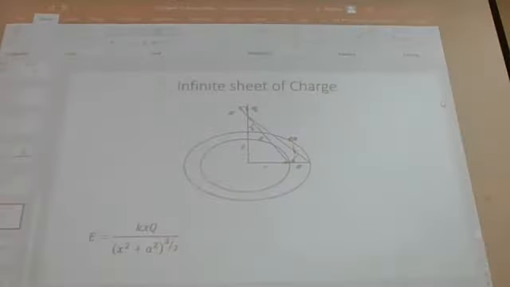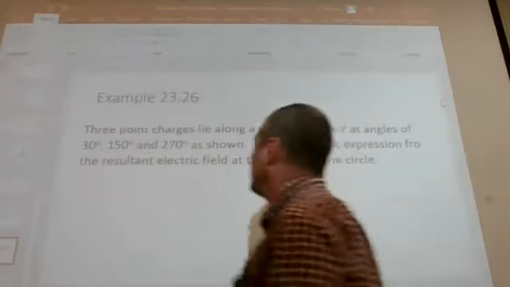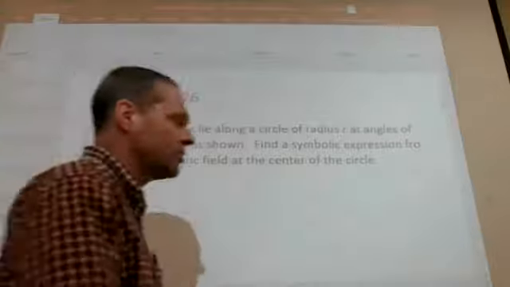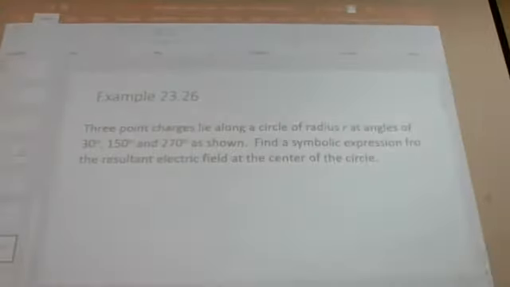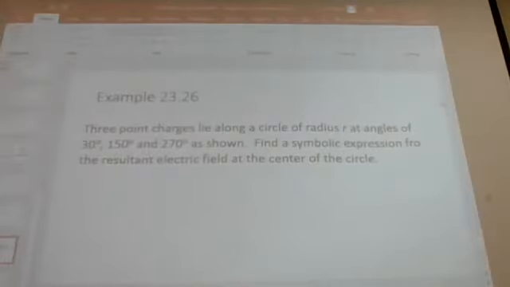Now it'll be chapter 24. So before we get there, I've got a couple of problems. So I have problem 23.26, which comes out of the book. Three point charges lie along a circle of radius r at angles 30, 150, and 270 as shown. Now I didn't put it on here, but I'll put it on the chalkboard for you.